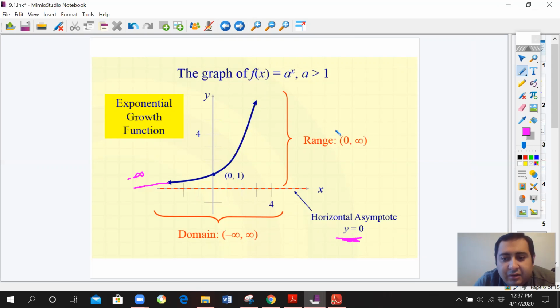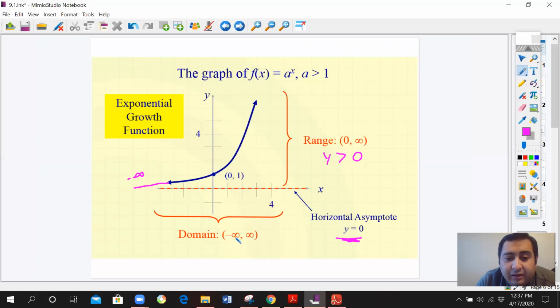Your range is from 0 all the way to infinity. It could also be written as y greater than 0. Notice I'm not putting it as equal. If we put it as equal, then it's going to eliminate that horizontal asymptote, and that's not what we want, because that's not going to make this exponential growth a true statement.